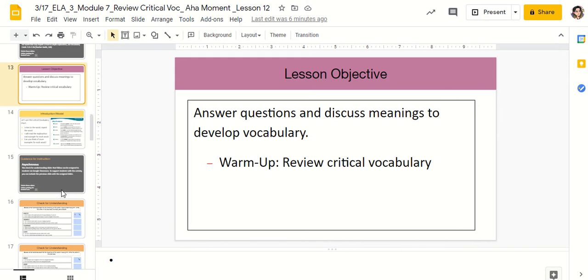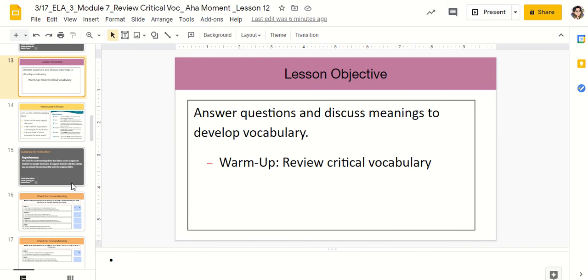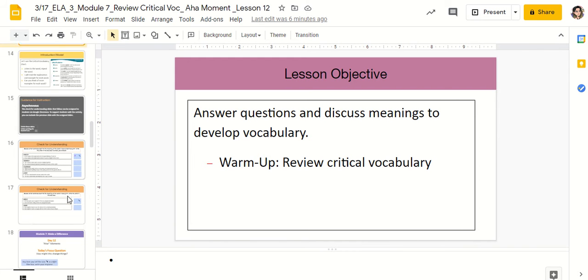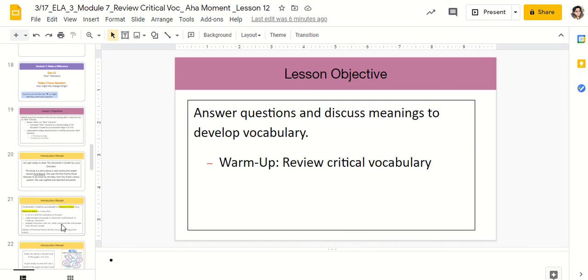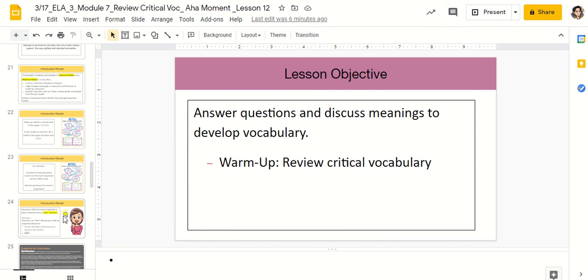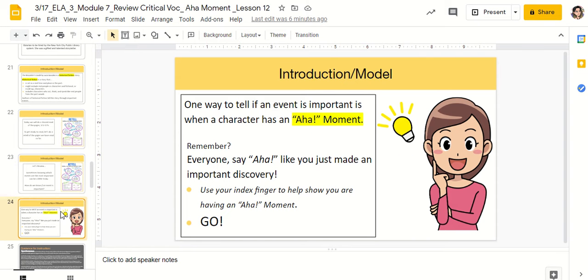The notice and note signpost for this story, The Storyteller's Candle, is the aha moment, which is when a character realizes something and it changes something for them in the story. They make a realization. And sometimes there's keywords such as suddenly or I discovered or all of a sudden, but those keywords aren't always there. And sometimes it involves a little teacher guidance for students to pick out those moments.